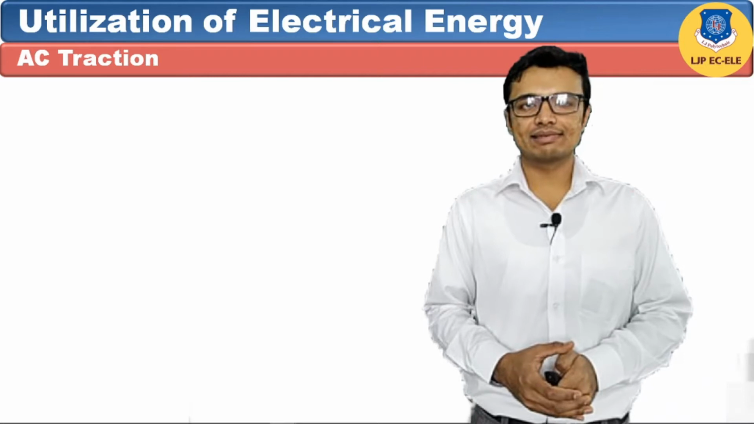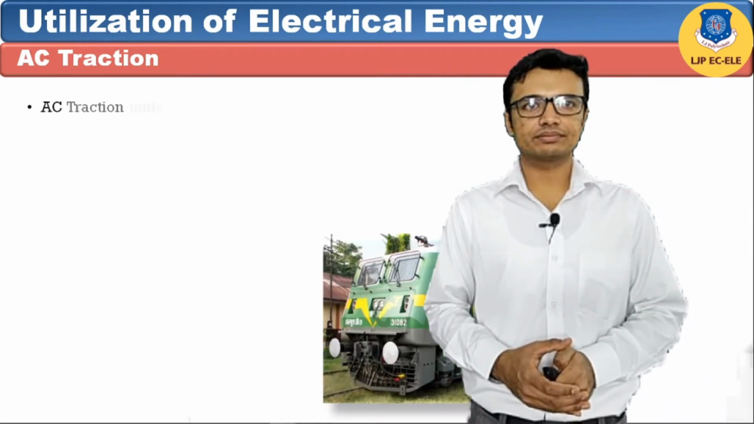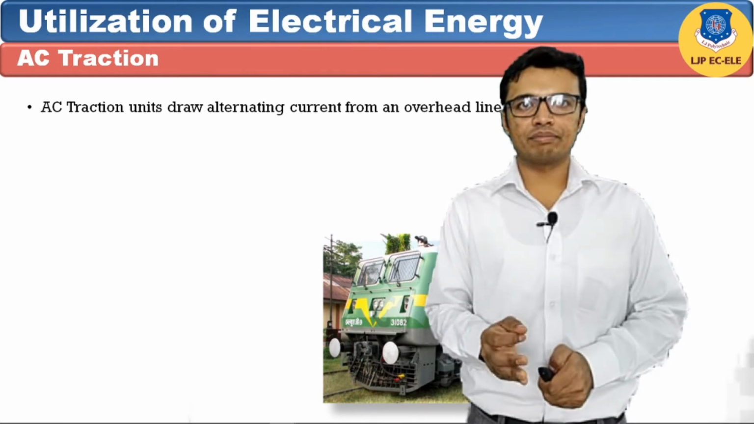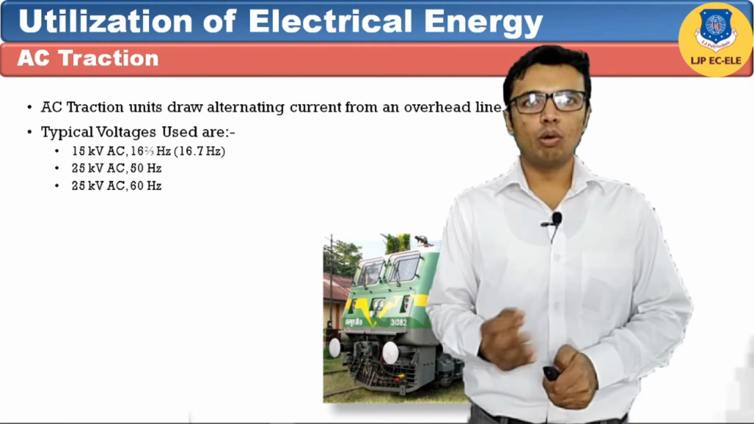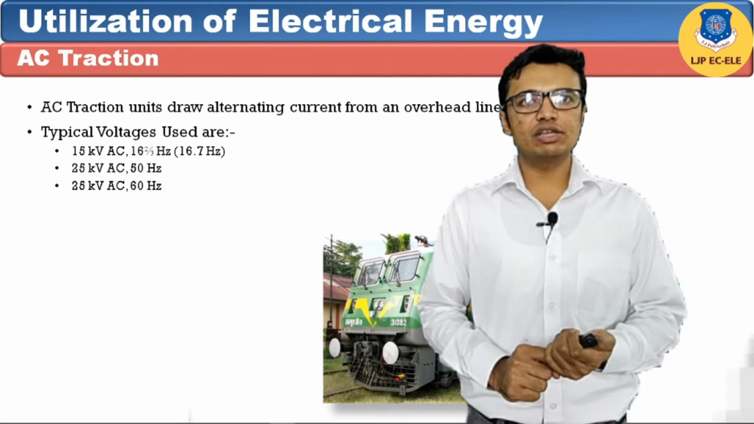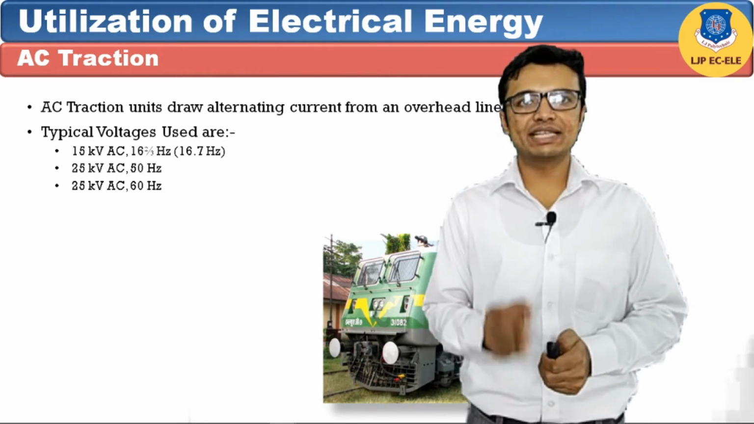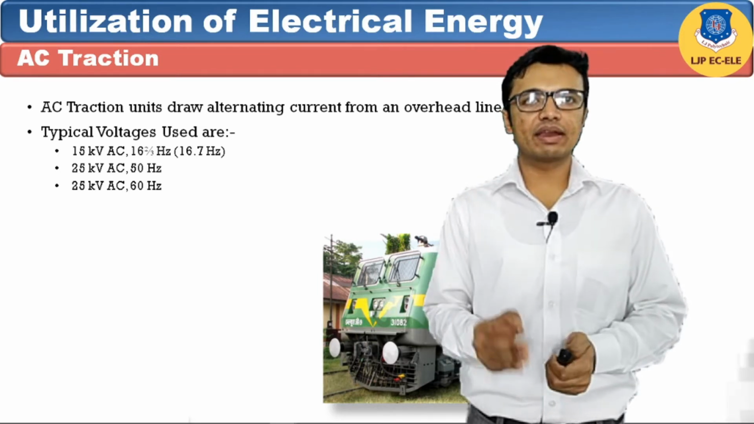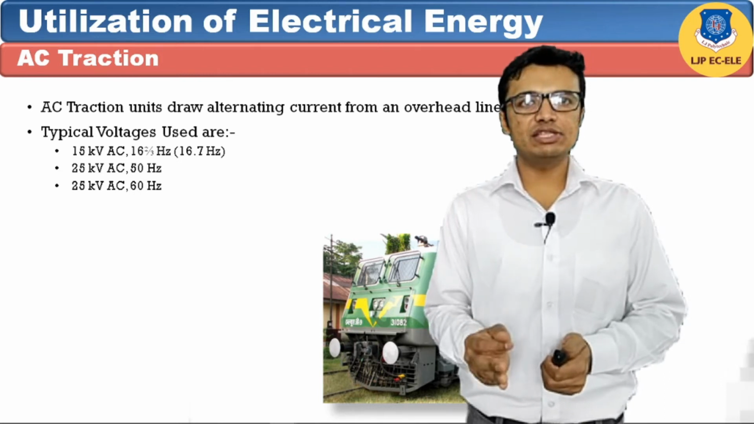Let's see about the AC traction system. Here the AC traction units draw alternating current from overhead lines. The typical voltages used are 15 kV AC with a frequency of 16.7 Hz, second is 25 kV AC with a frequency of 50 Hz, and the third one is 15 kV AC with a frequency of 60 Hz.